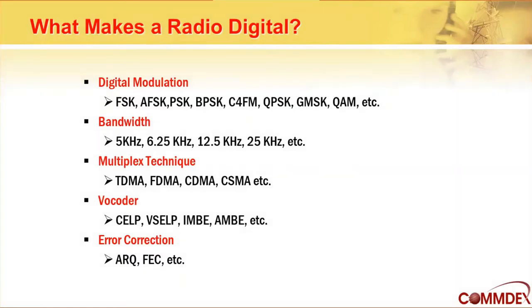We're resuming talking about what makes a radio digital, and we talked about that these 5 parameters are what identifies a radio as being digital: its type of modulation, its bandwidth, how it's multiplexed, how it's vocoded, and whether it has error correction. So we're going to talk a little bit more about each of these.